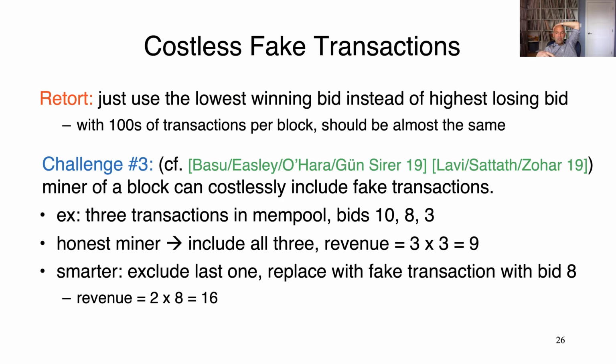What the miner could do instead is insert its own fake transaction with a bid of 8. Okay? So now the revenue is going to go to 24, right? Now the lowest winning bid will be 8 instead of 3. So you'll collect 8 from each of the 3 transactions.